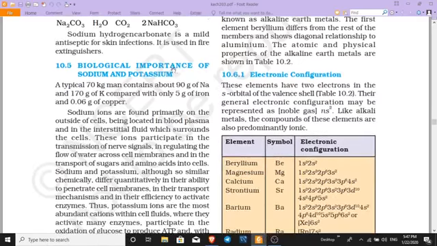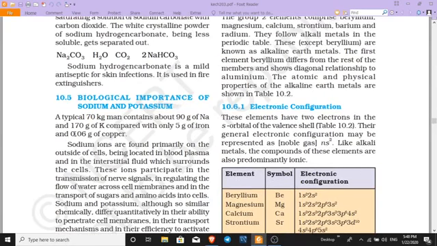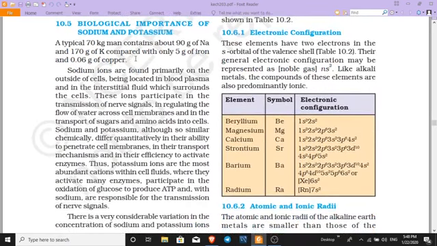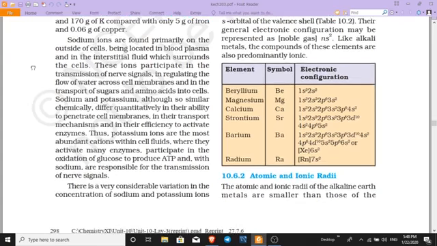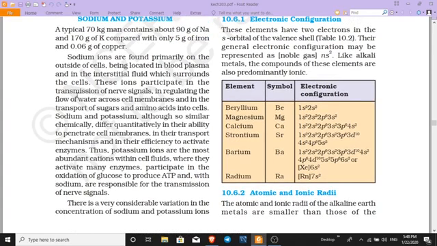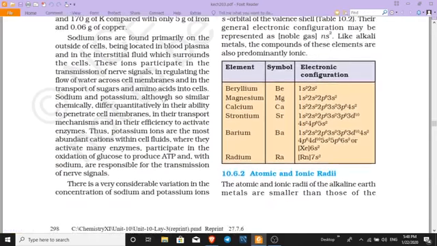Now, what is the biological importance of sodium and potassium? A typical 70 kg man contains about 90 gram of sodium and 170 gram of potassium, compared with only 5 gram of iron and 0.06 gram of copper. Sodium ions are found primarily on the outside of cells, being located in blood plasma and the interstitial fluid which surrounds the cell. These ions participate in the transmission of nerve signals, in regulating the flow of water across cell membranes, and in the transportation of sugars and amino acids into cells.